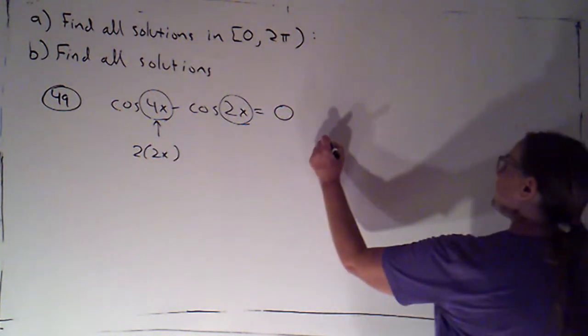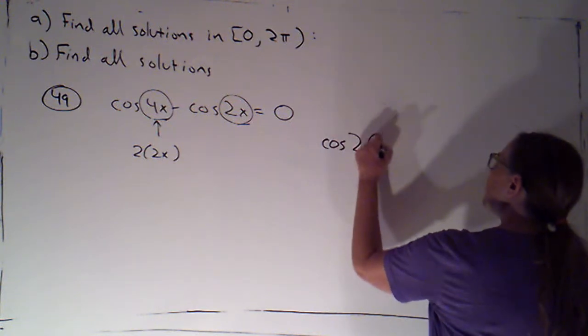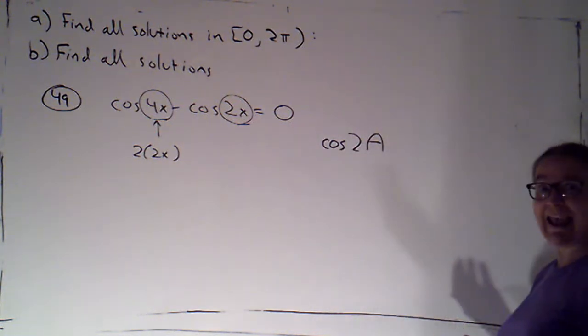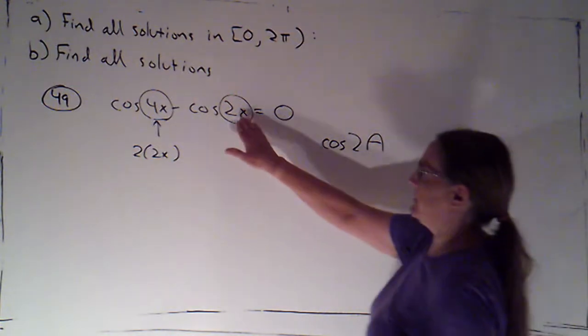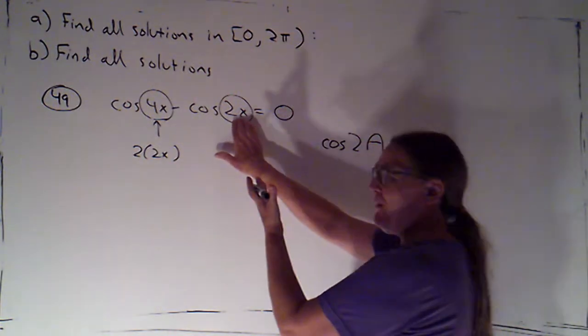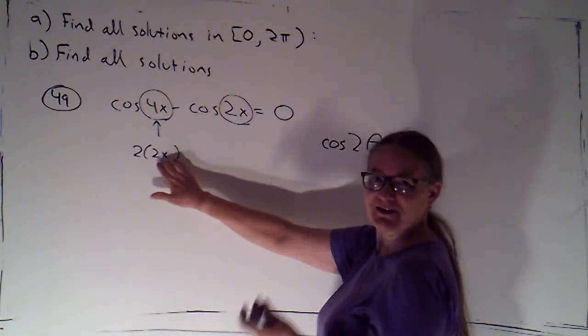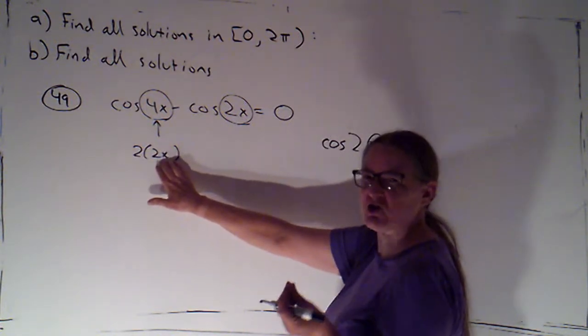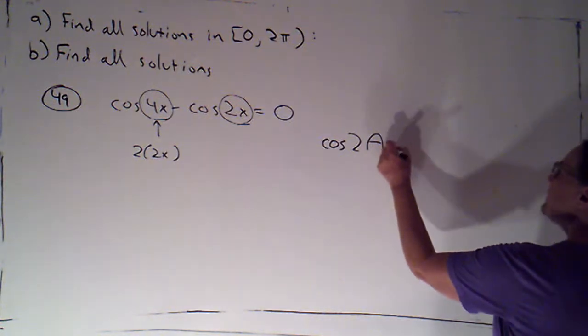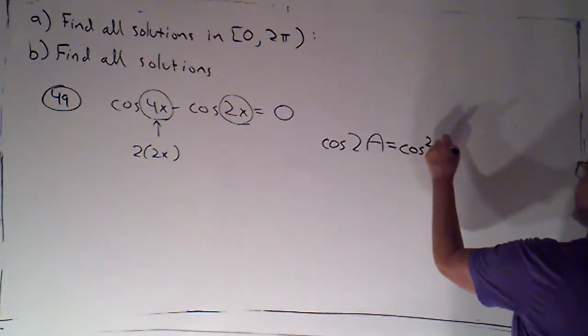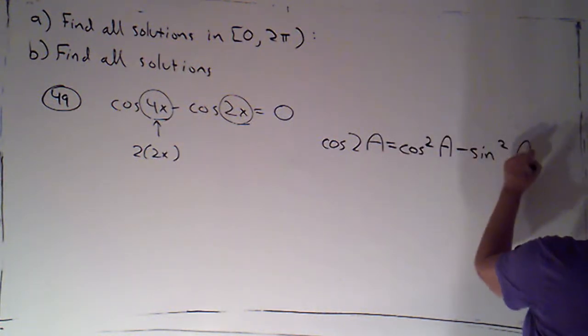I'm going to just write over here the double angle formula. Now I'm going to write it as cosine of 2a, just so I don't get confused. I actually am happy with 2x right here. I'm viewing that as two copies of 2x. So essentially my a here is 2x. Cosine of 2a, remember, is cosine squared a minus sine squared a.